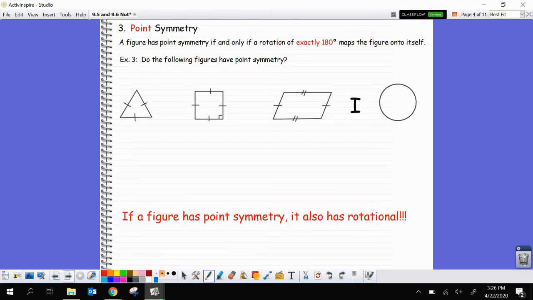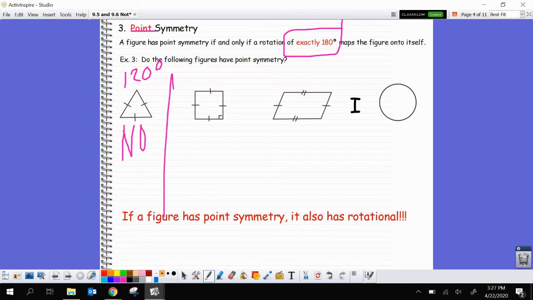Our last type of symmetry is point symmetry. And remember, this is if it is exactly 180 degrees that maps the figure onto itself. So we're going to see if these have point symmetry. We just did some of these on the slide before. So I'll just remind you that this equilateral triangle, we got the degree of rotation to be 120 degrees. If it's not exactly 180, then it does not have point symmetry.